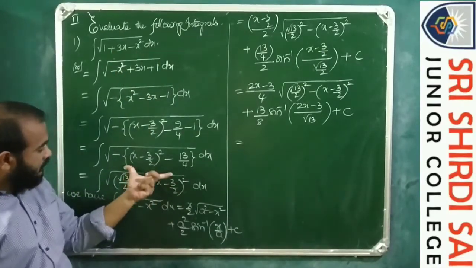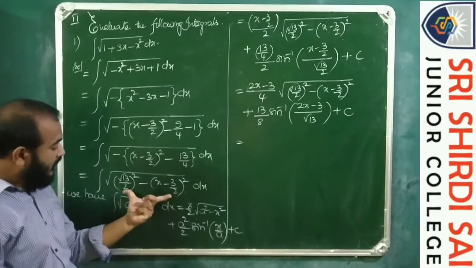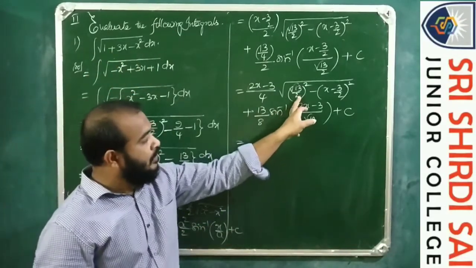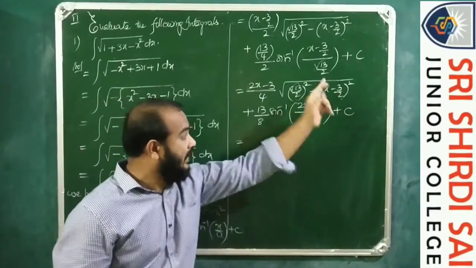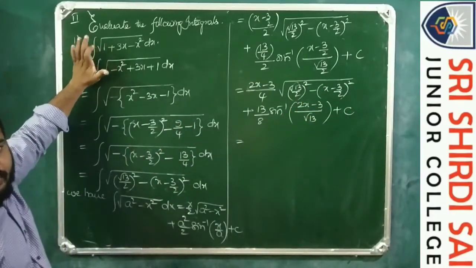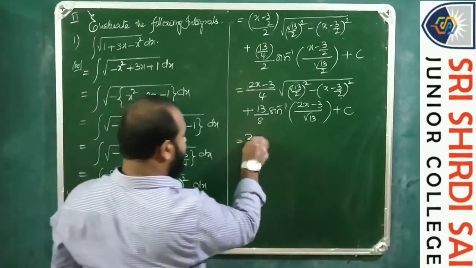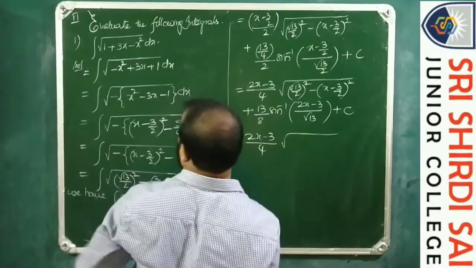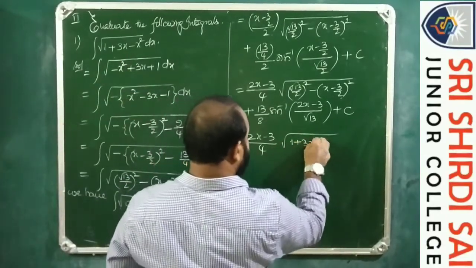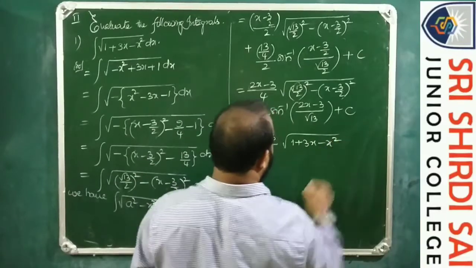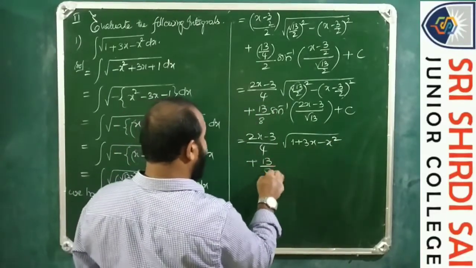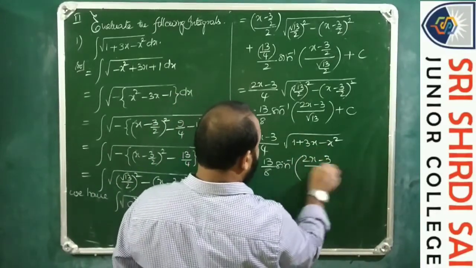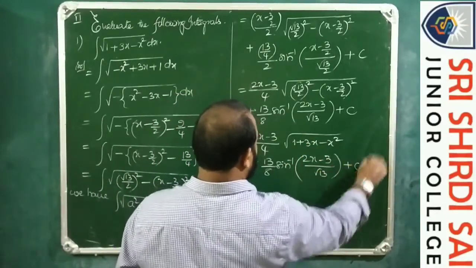So if you trace back, then actually we will obtain this. So root of 13 by 2 whole square minus x minus 3 by 2 whole square can be written as root of 1 plus 3x minus x square. Therefore the final answer is 2x minus 3 by 4 into square root of 1 plus 3x minus x square plus 13 by 8 sine inverse 2x minus 3 by root 13 plus constant of integration c.